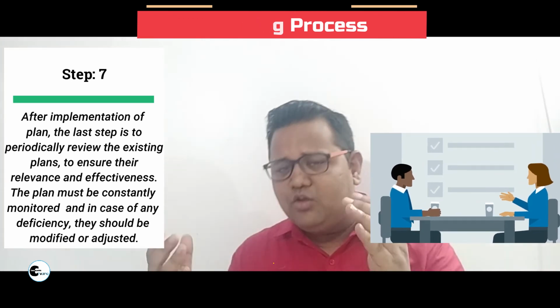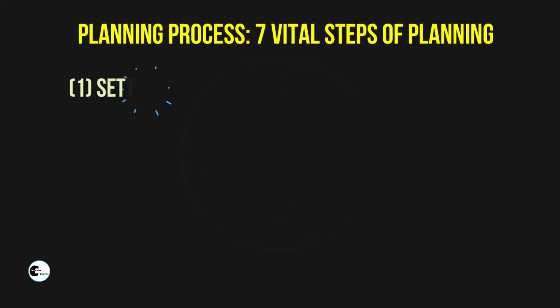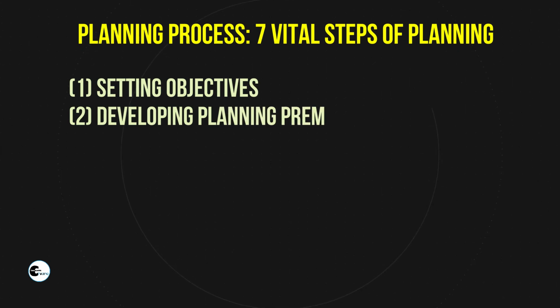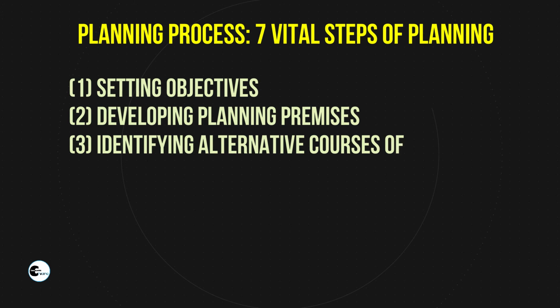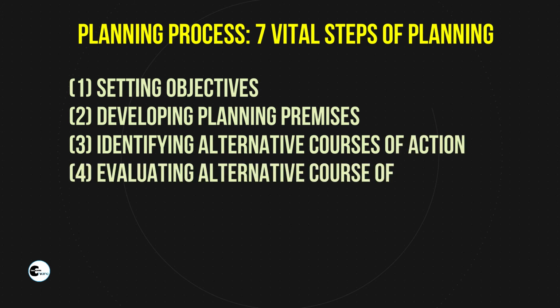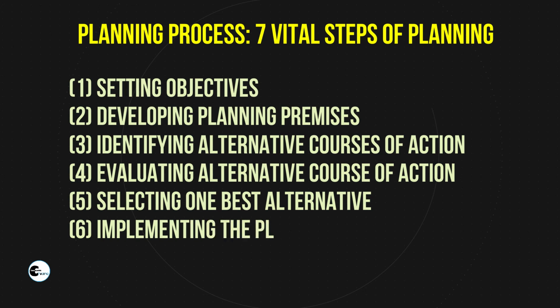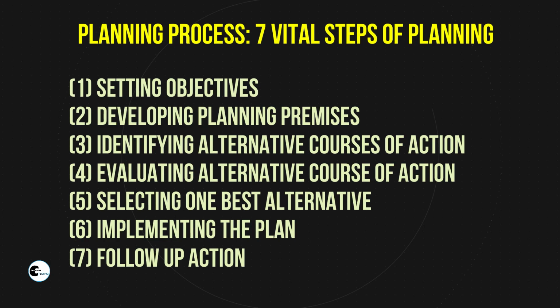Again we will brush it up. Step 1, setting the goal. Step 2, assuming the different forces or conditions. Step 3, identify the different paths or ways. Step 4, evaluate each path based on time, cost, risk factor. Step 5, selecting the best alternative. Step 6, implement the plan into action. And step 7, review or monitor the thing. This is all about the process of planning.